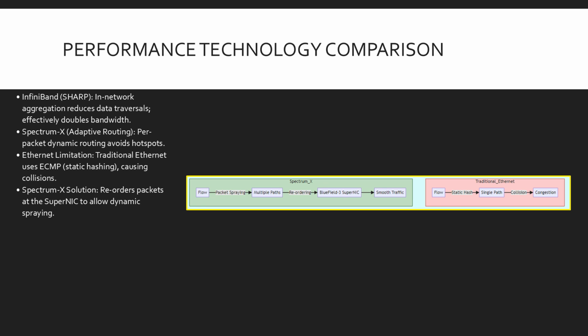Here we visualize the difference in routing. On the top, traditional Ethernet forces a flow down a single path, often leading to congestion if two elephant flows collide. On the bottom, Spectrum-X sprays packets across multiple paths, avoiding hotspots. The BlueField-3 Super NIC at the end handles the complex task of reordering these packets so the application sees a clean stream.